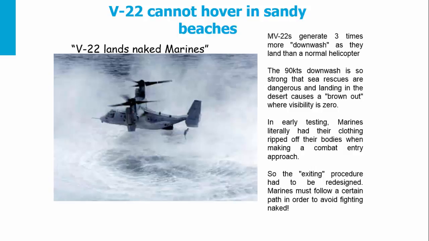The V-22, the tilt rotor, it was said that it was landing naked Marines. The V-22 was generating 3 times more downwash than a normal helicopter. The 80 to 90 knots downwash was so strong that sea rescues were dangerous, as the brownout was inducing a visibility of 0. In early testing, Marines literally had their clothes ripped off when making a combat entry. So, the procedures had to be redesigned in order to avoid flying naked.